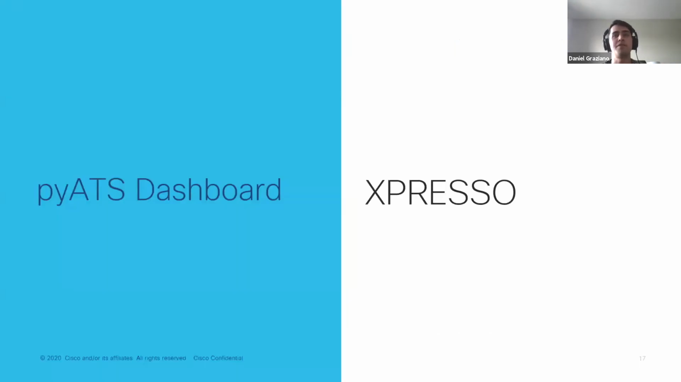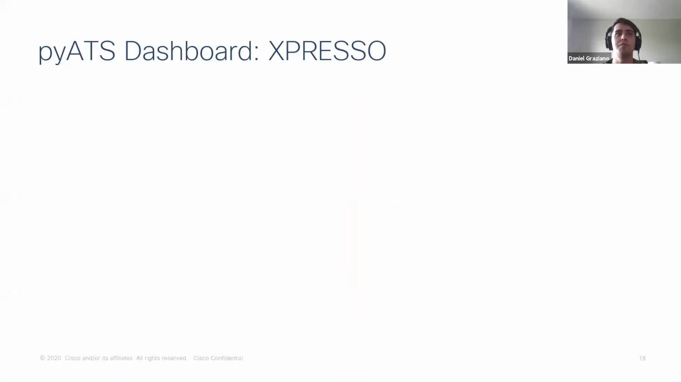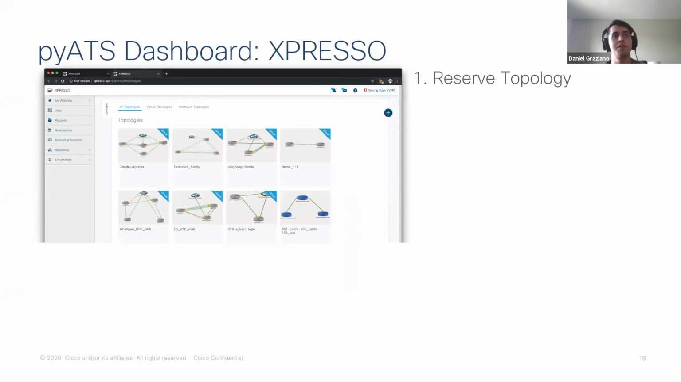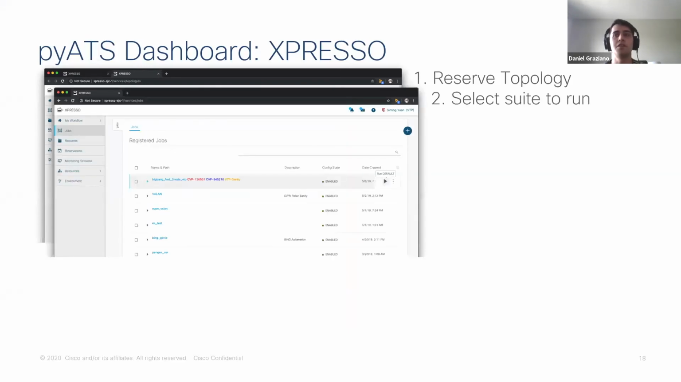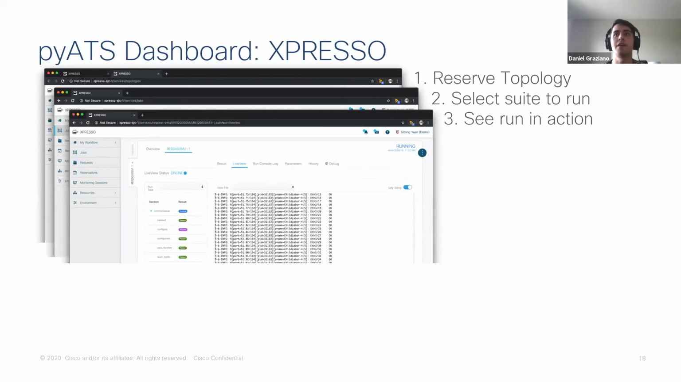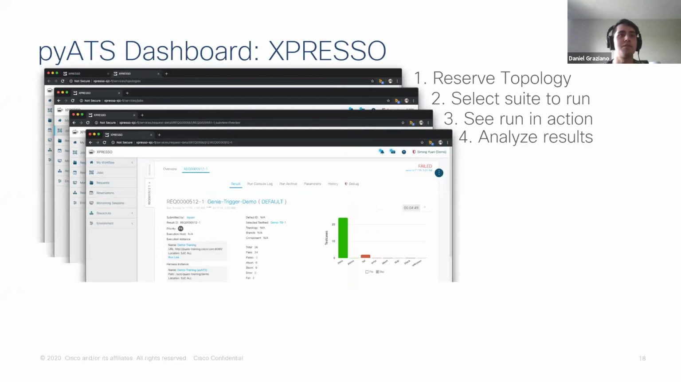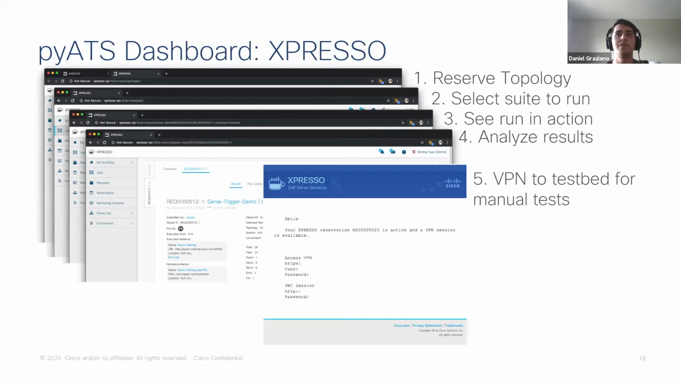Next up, we have the pyATS dashboard, which we call Espresso. This is where you can use pyATS and Genie all from an interface rather than command line. This is just one example workflow, but you can reserve a topology, select a suite of jobs, verifications, and triggers that you want to run, let it run and see it run in action. You can analyze the results of that. And if you needed to connect to the testbed, we even create a VPN connection for you that you can connect with.